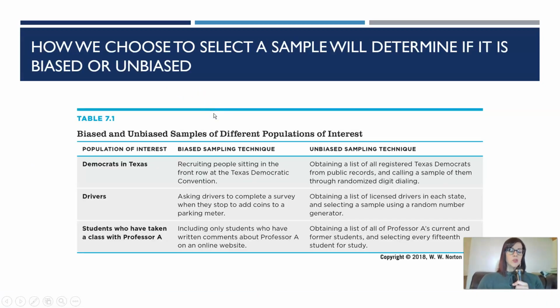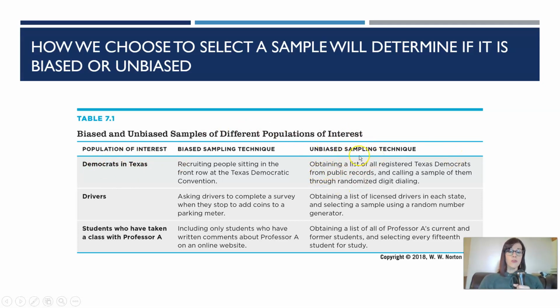Okay. So how you choose to select a sample will determine if your sample is biased or unbiased. Your sample's only going to be as good as the means that you use to actually select that sample. So here, your book has some examples of biased and unbiased samples of different populations of interest. Let's say our population of interest is Democrats in Texas. Let's start by talking about what an unbiased sample would look like.